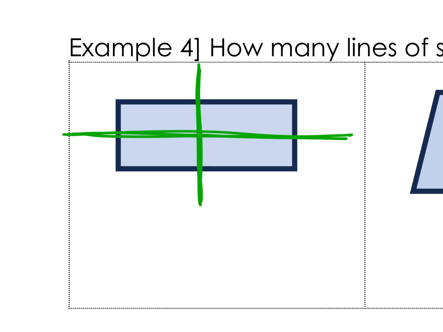You can't go through the vertices. In other words, you cannot go right here, because if you folded it along that line, it would not land on top of itself, nor through the other corner of the rectangle. So there's just 2 lines of symmetry.